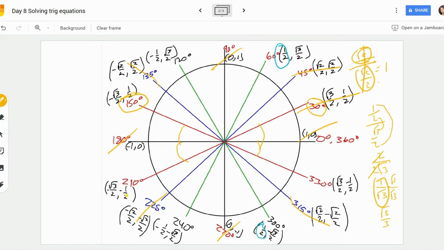The next 30-degree reference angle is this guy. Both negative. So the negatives would cancel. We'd end up with a positive again. And that's not what we want. We want a negative. So it can't be that one.